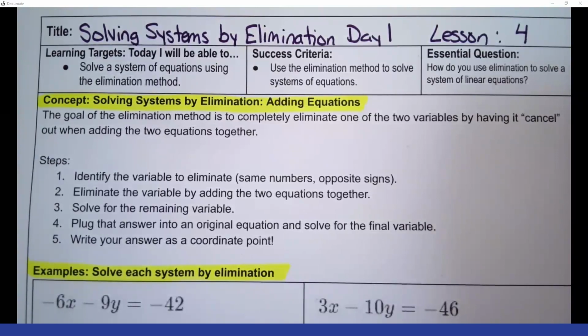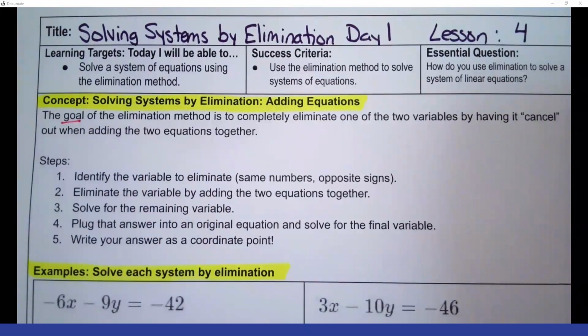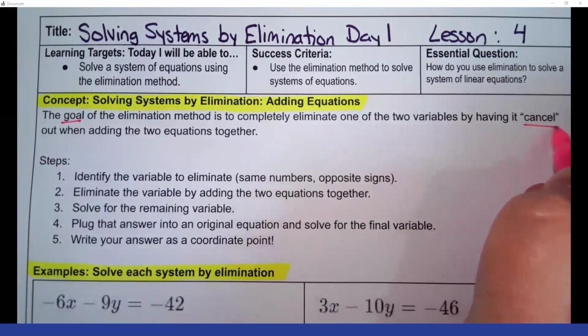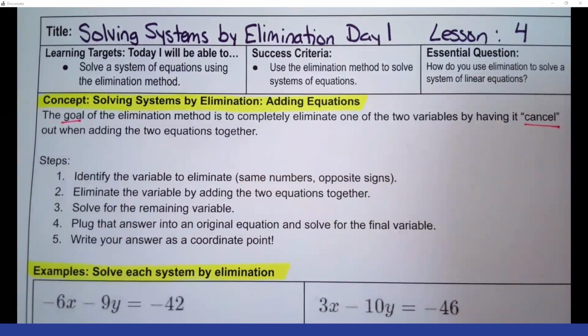So, our big concept today: solving systems by elimination by adding equations. So the big goal, I'm going to underline that. The goal of the elimination method is to completely eliminate one of the two variables by having it cancel out when adding the two equations together. So that's what we're looking for. We're looking to cancel out a variable. That's what elimination is all about.